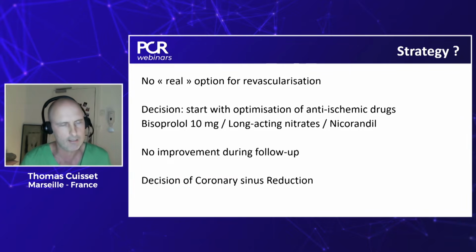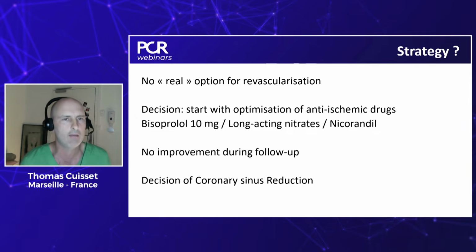So we optimized beta blocker up to 10 milligrams. We gave the patient long-acting nitrates, nicorandil as well. But then we saw the patient again 6 weeks later, and there was no clear significant improvement. There was some improvement, but the patient still really had refractory angina. So the decision was to go for this patient for coronary sinus reduction.